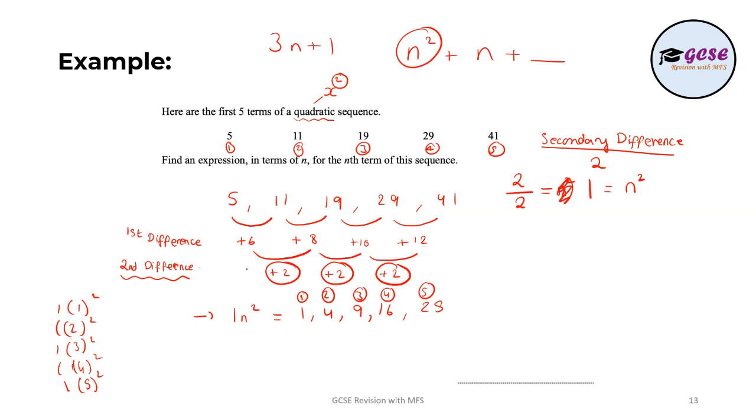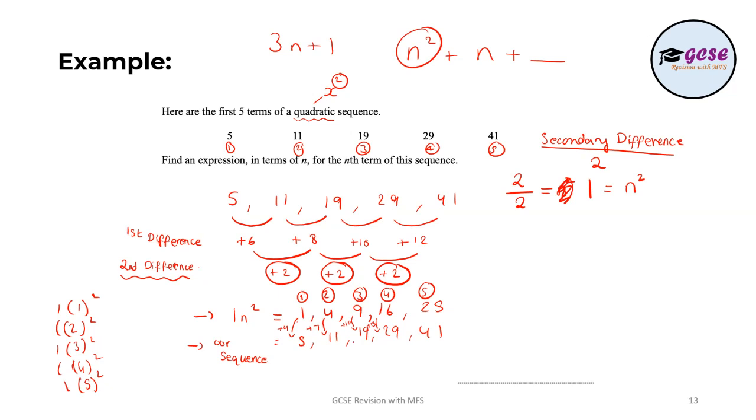Now you write down your sequence. Our sequence is 5, 11, 19, 29, and 41. Now you need to compare how you get from your 1n squared to our sequence. So how do you get from 1 to 5? You add 4. 4 to 11, you add 7. 9 to 19, you add 10. 16 to 29, you add 13.